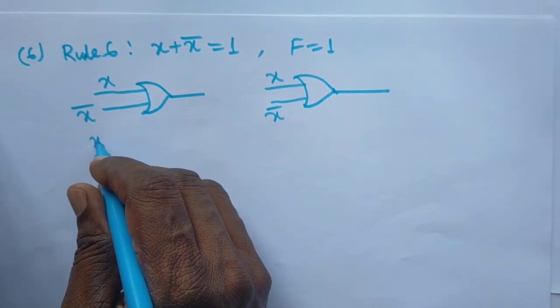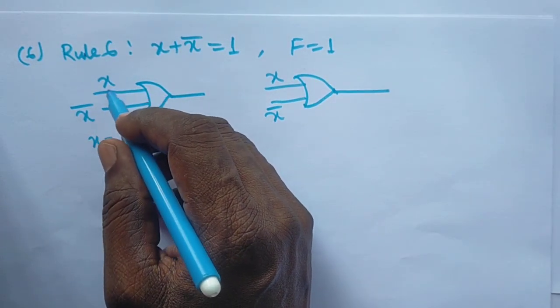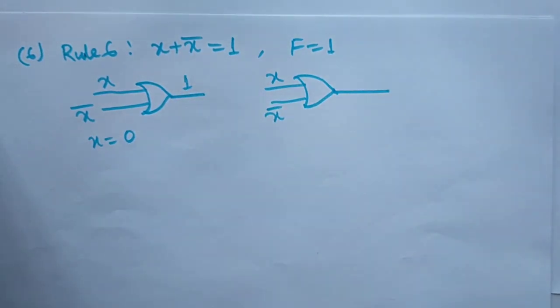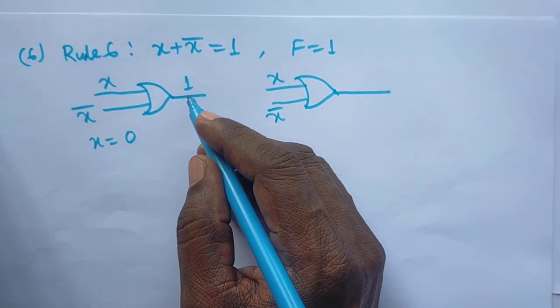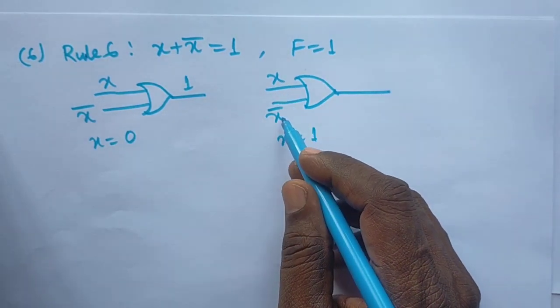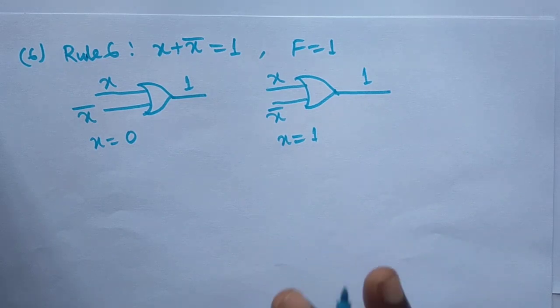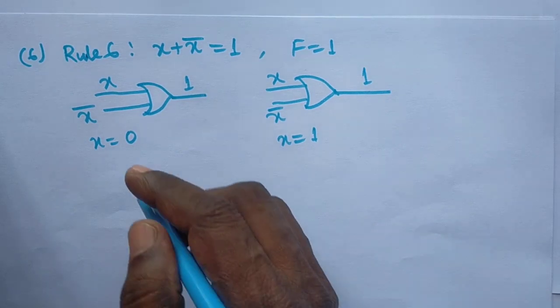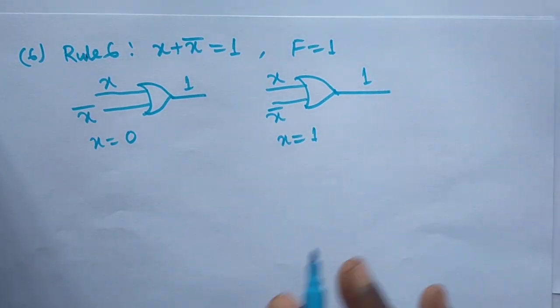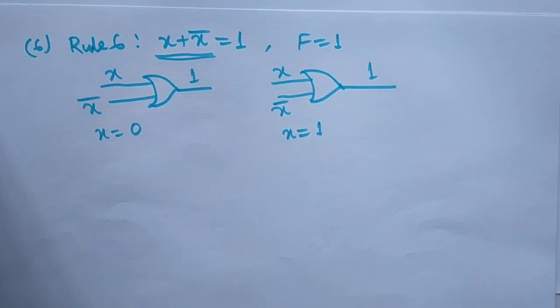So now suppose x is equal to 0. If it is 0, here is 0, here the complement will be 1, and 0 plus 1 is equal to 1. If x is equal to 0, the value is 1. Again test it. If x is equal to 1, here it is 1, here it is 0, so 1 plus 0 is equal to 1, so the functional value is 1. So whatever the value of x we take, either 0 or 1, the result is always 1. So x plus x complement is equal to 1.